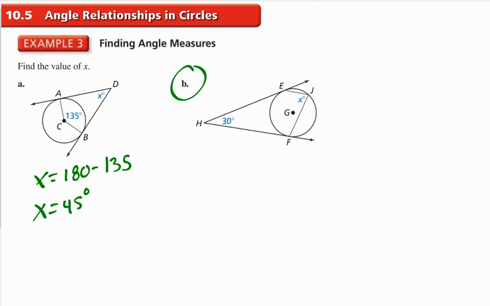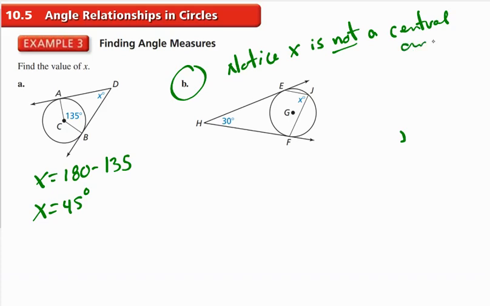So problem B is going to ask you to solve for x, but notice that x is not a central angle. So we need to first solve for the central angle. If I draw the central angle in here, I see that angle G would be my central angle, and it's related to the 30-degree exterior angle. We can say that 30 degrees is equal to 180 minus the measure of angle G.